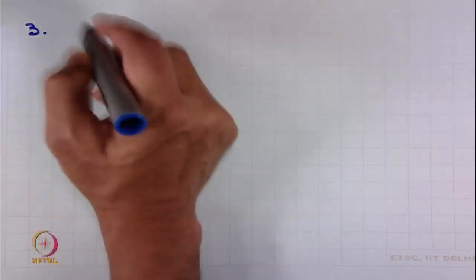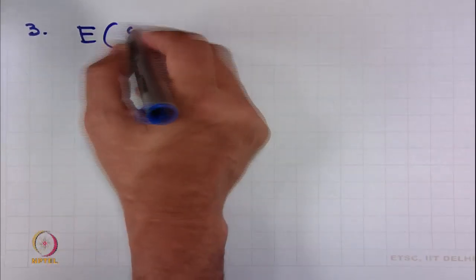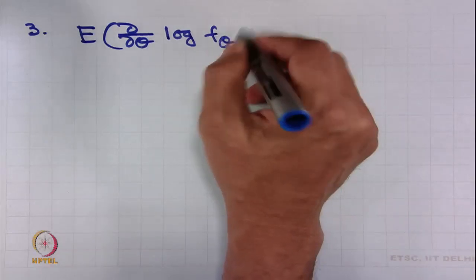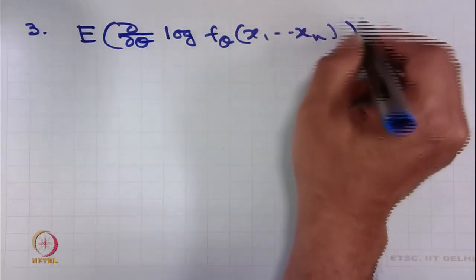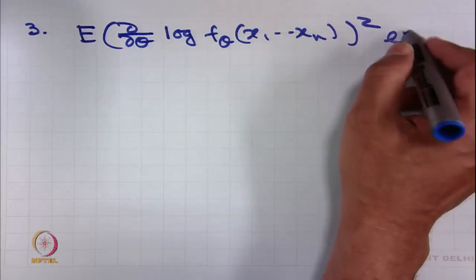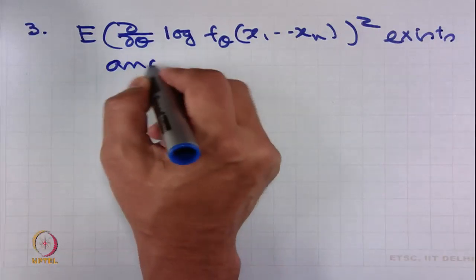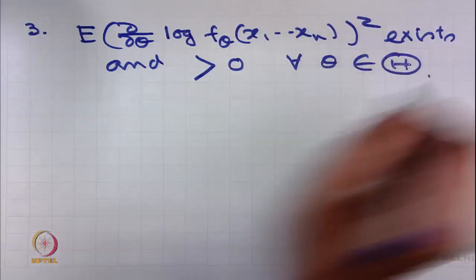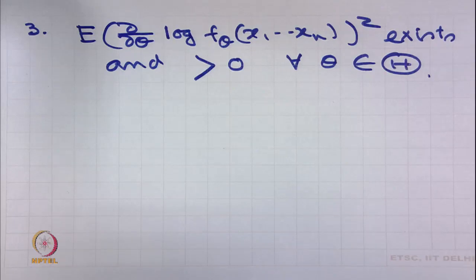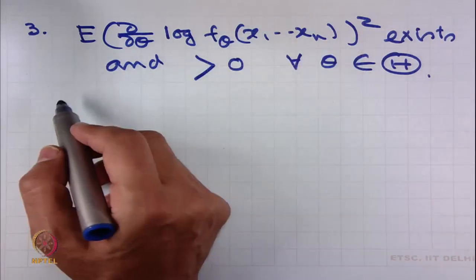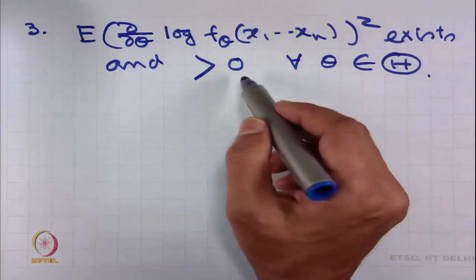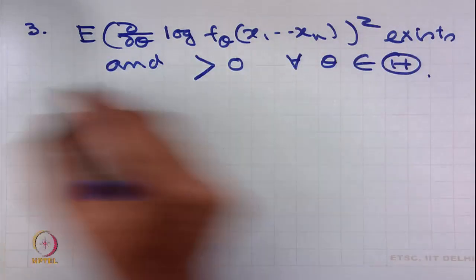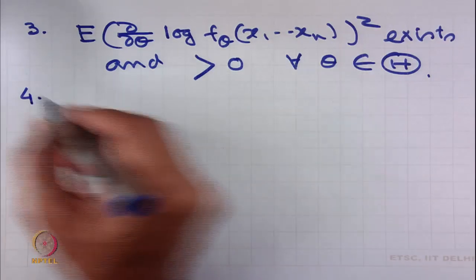Three, the expected value of del theta of log of f theta of x1, x2, ..., xn, whole square, exists and is greater than 0 for all theta belonging to Theta. Because we know in the Cramer-Rao bound this comes in the denominator. So, if it is not defined or if it is equal to 0, then that term is not valid. Therefore, this has to be one of the constraints.